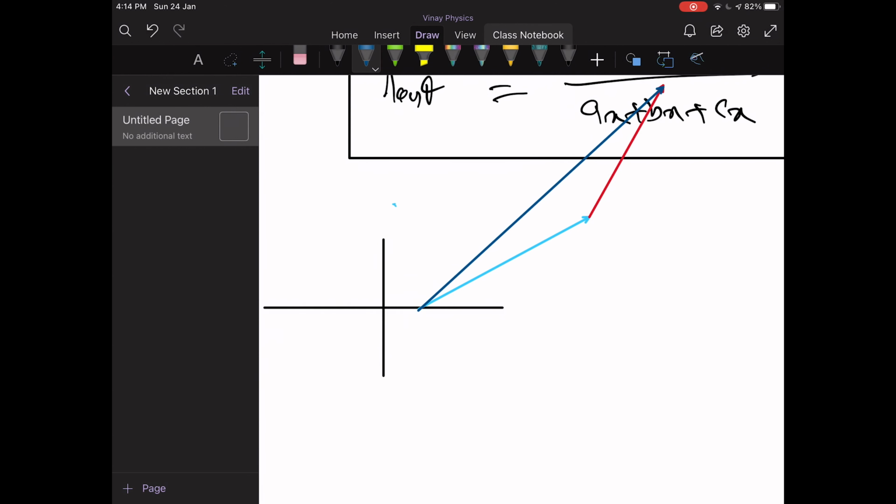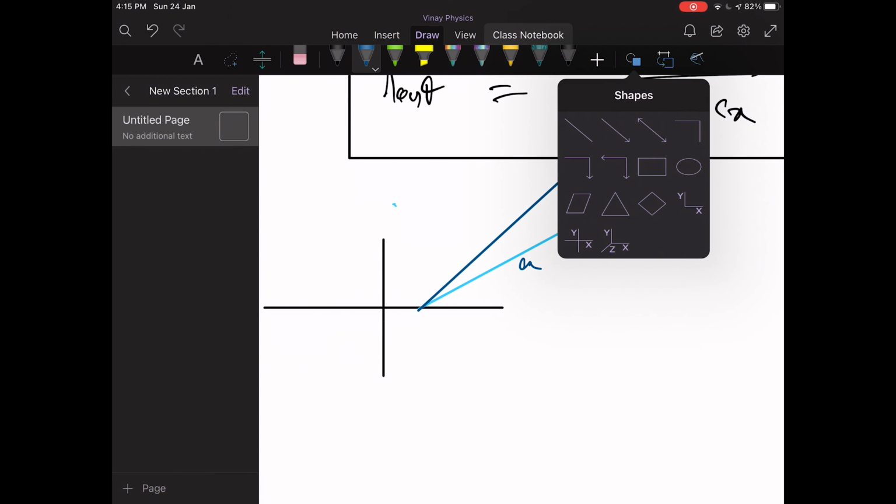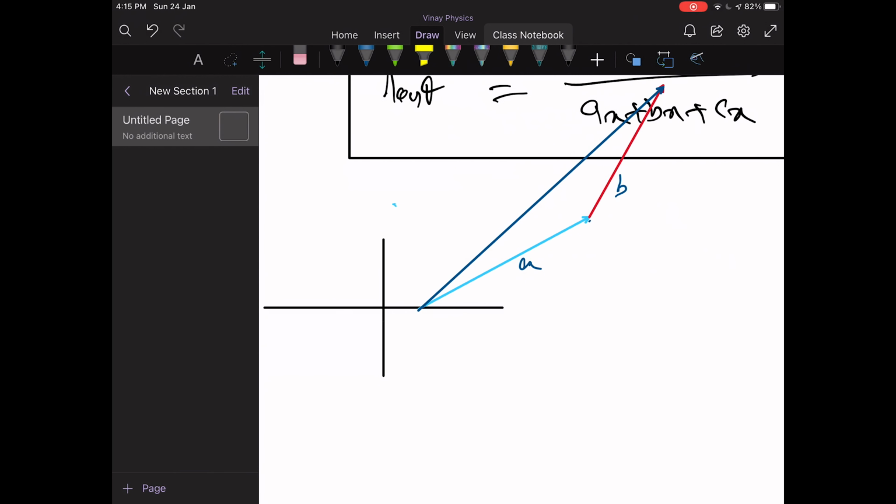But let us say we want to subtract it. If you want to subtract it, what we essentially have to do is take this. Let us say this is the vector A and this is the vector B. What we have to do is take the vector B and reverse its direction. So the vector in the opposite direction will be something like this.